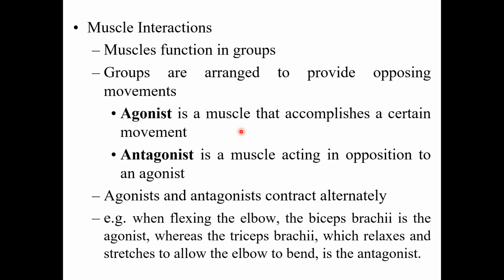On the other hand, antagonist is a muscle acting in opposition to an agonist, or yung opposite ng agonist, opposite movement. For example, nag-bend ang elbow mo. Ang agonist is the biceps brachii. Ngayon, ang antagonist nun, which is the opposite of the action being performed, is the triceps brachii. Siya yung antagonist ngayon. So, agonist and antagonist contract alternately. Meaning, si agonist magko-contract, si antagonist magre-relax. Okay?